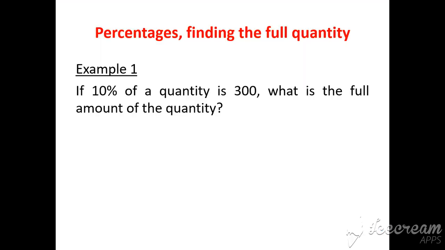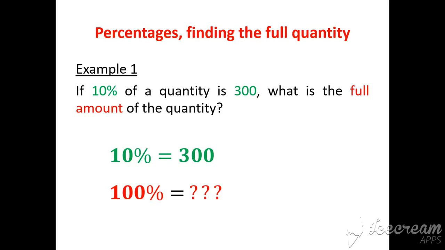So here we go. Example 1. If 10% of a quantity is equal to 300, what is the full amount of the quantity? So we know 10% of the quantity is 300. We're trying to find out 100% of the quantity, or the full amount.